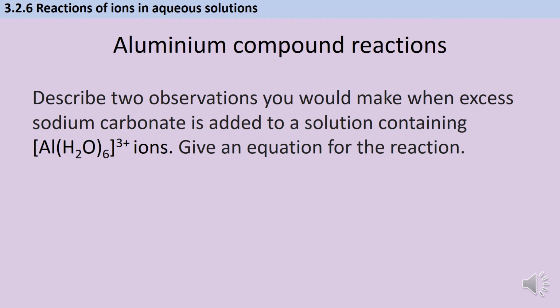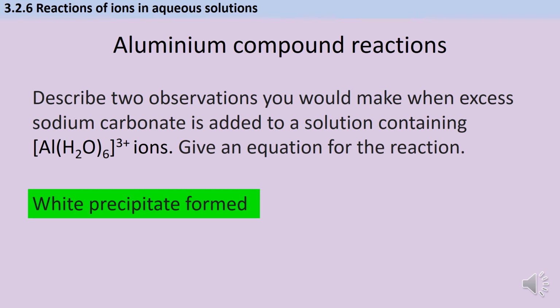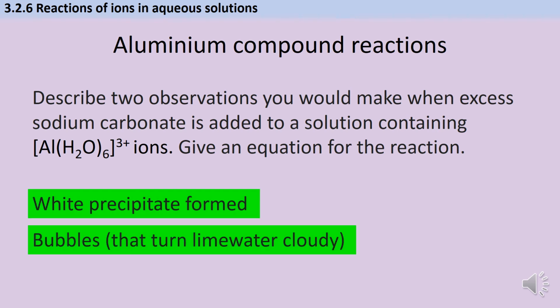Just quickly pause the video and jot down what you think the answer is. So our 2 observations are that we're going to see a white precipitate and bubbles, and if we wanted to we could take those bubbles and try and turn lime water cloudy. In reality the amount of bubbling is actually pretty slim, so I'd be really surprised if you could manage to do this in your A-level lab, but theoretically it would work.